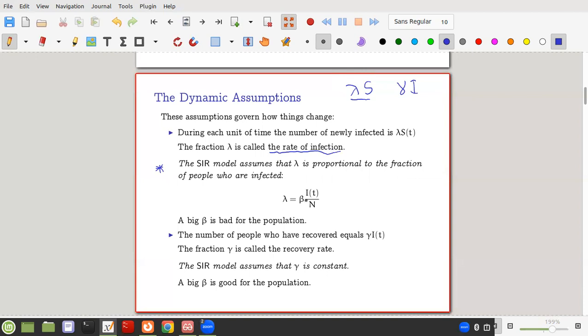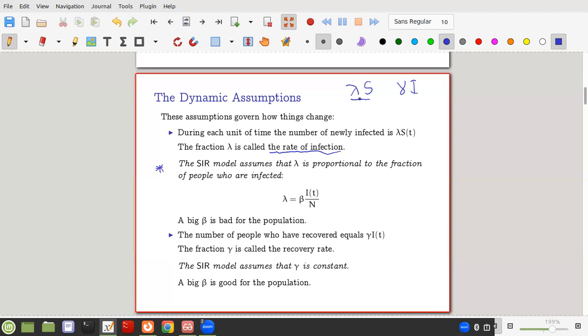But it's modified by beta. So beta is bad for the population because if this was 1/10 and beta was large, it's going to increase the fraction. So beta is a characteristic of the disease itself. It makes sense that the more people who are sick, the more people are going to get sick. But beta is like how bad the disease is.